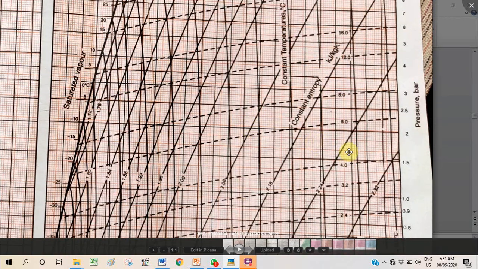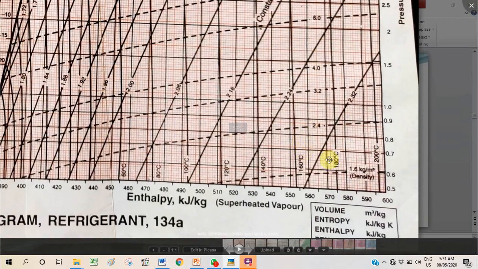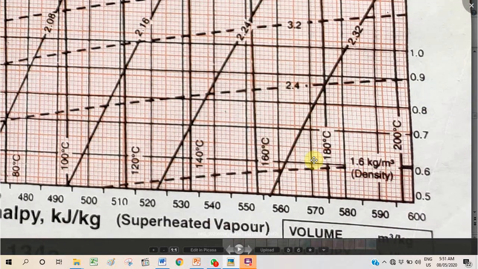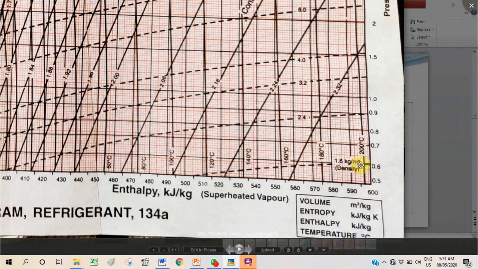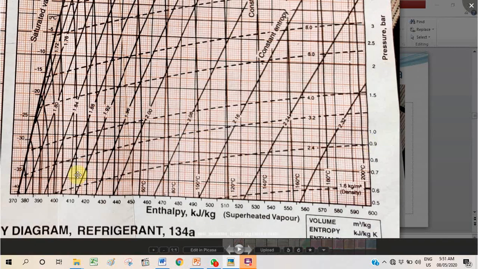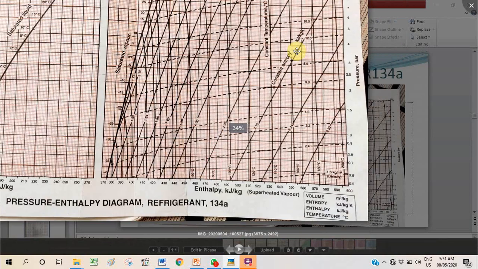Then these dotted lines are also there. Here it is written density. For this chart, density lines are given, but many times these are lines for the specific volume. These have a flatter slope, and values are given like 1.6, 2.4, 3.2, 4, 6, 8, and so on.